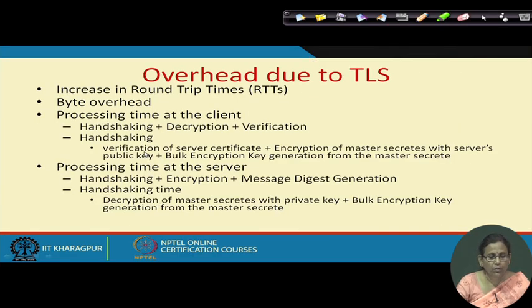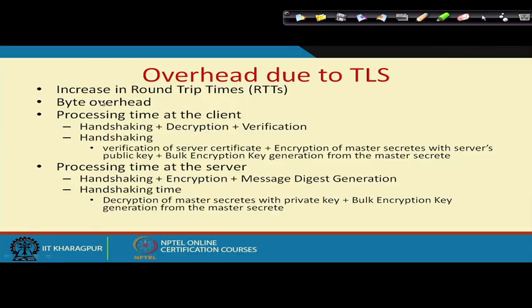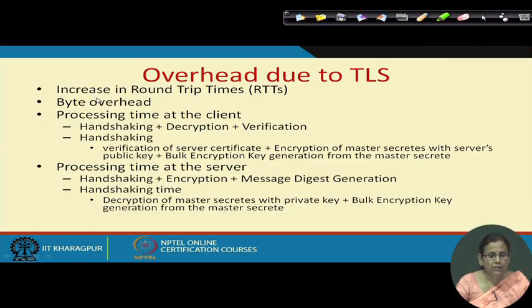Now, what is the overhead due to TLS? This overhead is because of the increase in the round trip time. By round trip time we mean, look, at the time of TCP interactions you had one three-way handshaking procedure. The client connects to the server, the server gives some acknowledgement, then the client starts sending the data. During TLS, once again you are carrying out some kind of handshaking procedure for the server certificate verification and generation of the symmetric key.